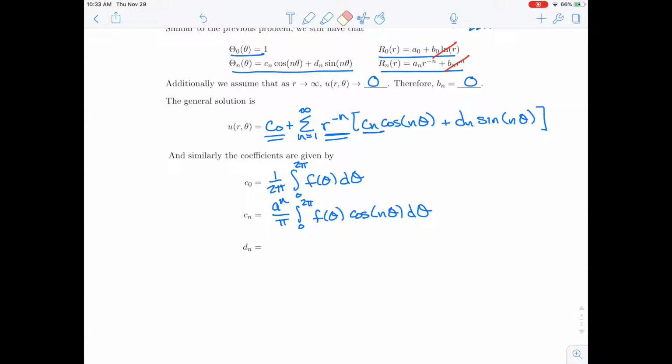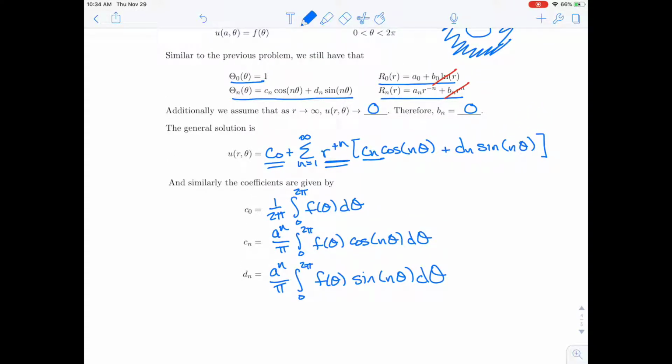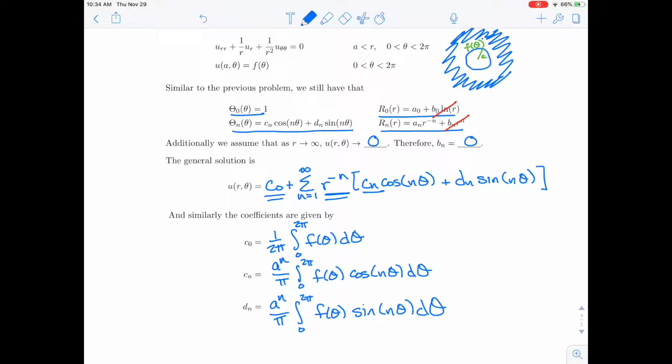Okay, and if we use similar logic, then we get a to the n over pi times the integral from 0 to 2 pi of f of theta times sine of n theta d theta. And if you compare this to what we had gotten for the circle before, previously the a sub n's were on the bottom, now they're on the top. And previously we had r to the positive n, now that we're looking at the outside of the circle, we're going to have r to the minus n. And that's how you would solve the exterior Dirichlet problem. We will do more examples with these in class tomorrow.